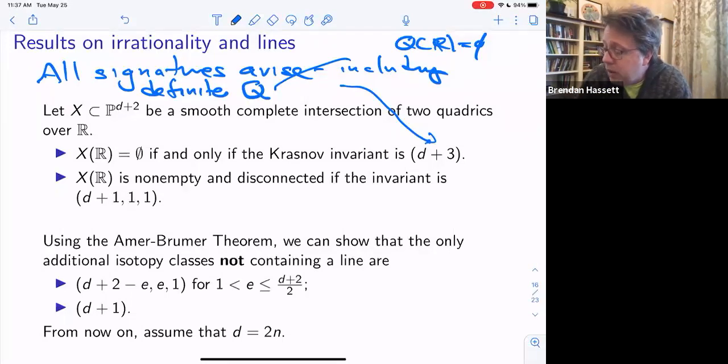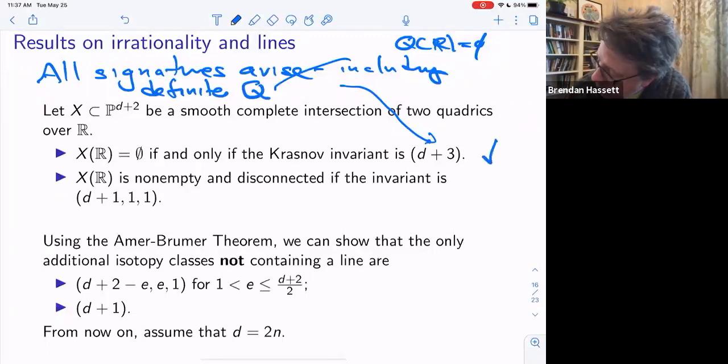And so the point of this classification is that that's really the only thing that can obstruct the existence of real points in these complete intersections of two quadrics. That is, there are no real points precisely when X can be embedded in a definite quadratic hypersurface of dimension D plus 1. So, all right, this is the first step.